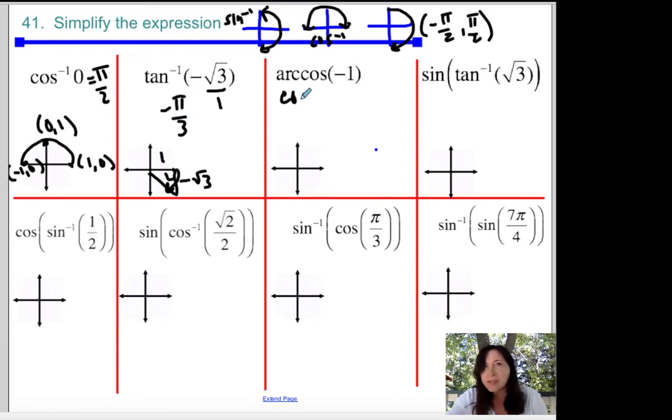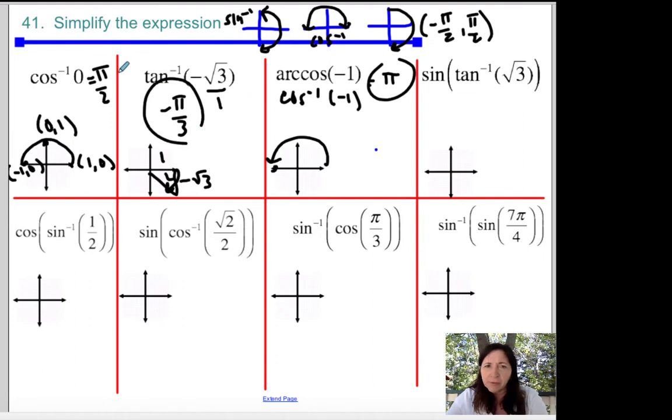Arc cosine of negative 1: where is cosine negative 1? Again, cosine can only be from here to here. So for this point right here at negative 1, you remember from the first picture, that's going to be equal to pi. And this is pi over 3, pi over 2.